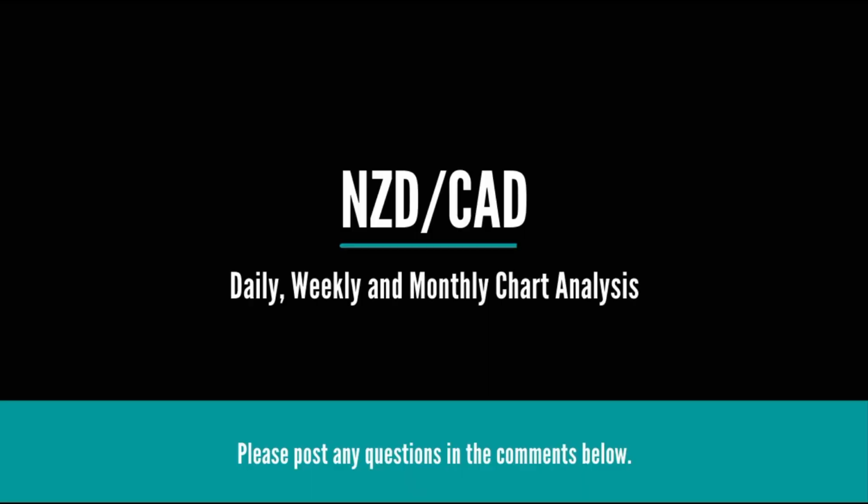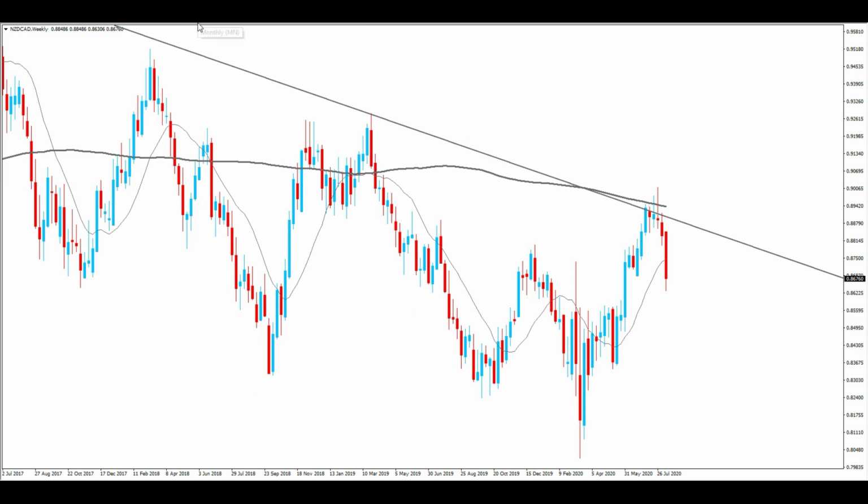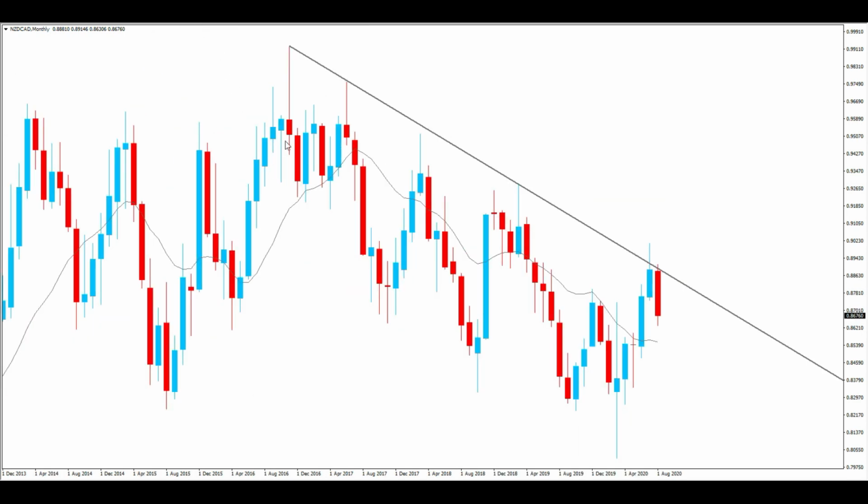Okay, so now I'm going to move on to NZD CAD. Okay, so for NZD CAD on the daily chart, you still see that we had this move to the downside from this level up here, which we were predicting for some time now. If I jump to the monthly chart, you can see that we've had this trend line here to the downside. So we've got a downtrend on the monthly chart.